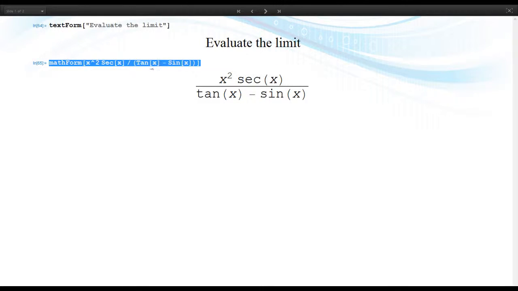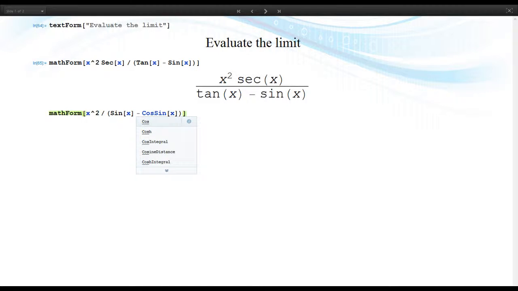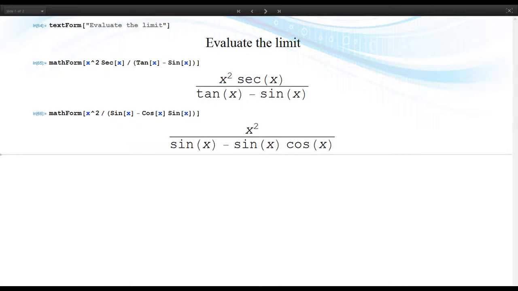So we'll do that. Secant in the numerator is the same as cosine in the denominator. So we get cosine times tangent, leaves us with sine. And then we get cosine of x times sine of x, like so. And you're saying, that doesn't look easier. Well, give it a moment. We'll see.